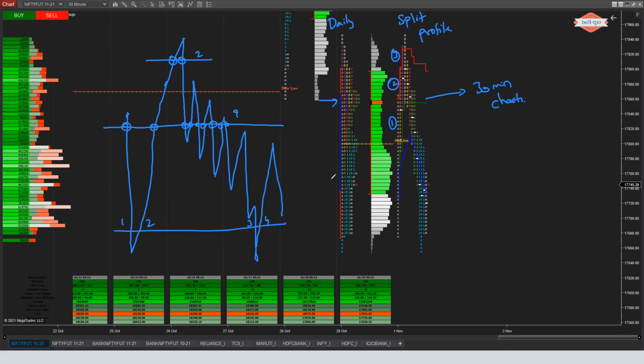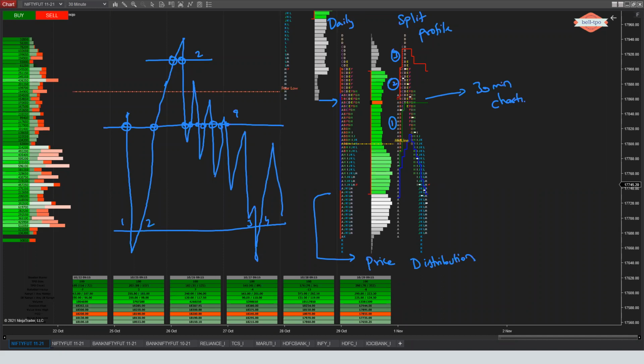But the daily profile, every day one profile will get generated. This profile shows what? It shows price distribution. Maybe I'll show you last Friday's activity. I'll go and simulate last Friday's activity.